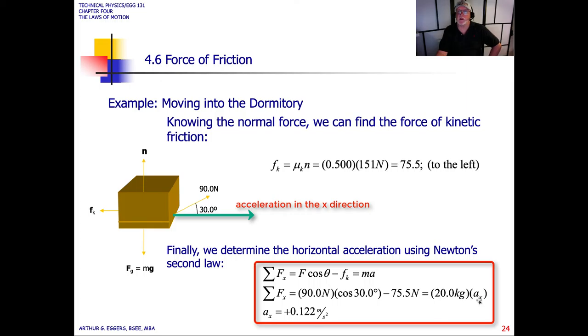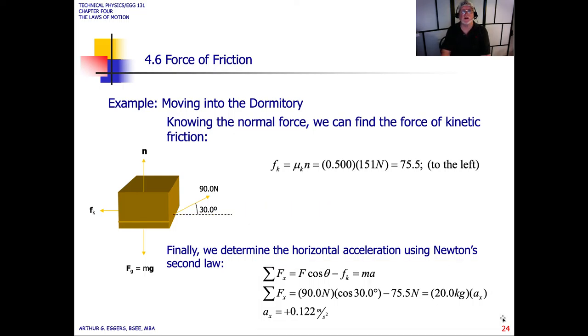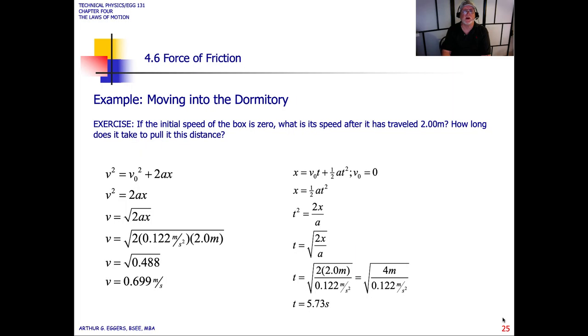But we do not know the acceleration in the x direction. That wasn't given to us. So with all of this, what can we solve for? We can solve for the acceleration. Running this through your calculator, 90 newtons times the cosine of 30 minus 75.5 newtons, divided by 20 kilograms, is equal to an acceleration in the x direction of plus 0.122 meters per second squared. Okay, so now we have the acceleration associated with moving the box on the floor.